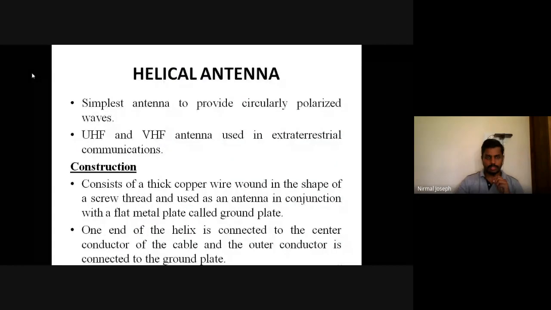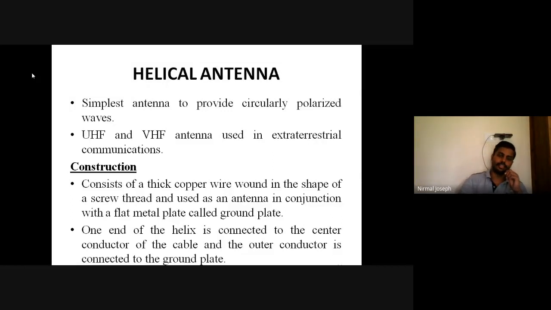I think you might already have gone through this helical antenna at least once or twice. We already had exams based on this. So, it's just we are refreshing the things. What is helical antenna and all?